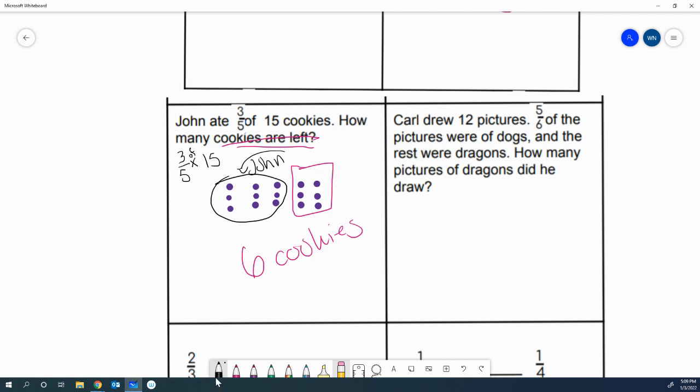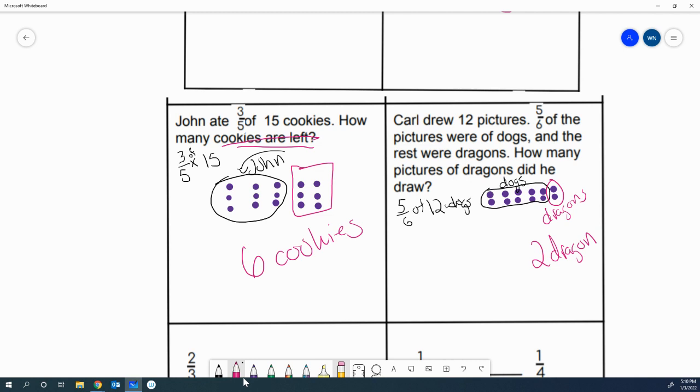For this one, 5/6 of the 12 were dogs. So let's go ahead and draw out that picture. I know I've got divided into 6. 1, 2, 3, 4, 5, 6, 7, 8, 9, 10, 11, 12. They're in 6 equal groups. 5 of those 6 groups were dogs. So that means there's 1 group left over that is dragons. So he only drew 2 dragon pictures.